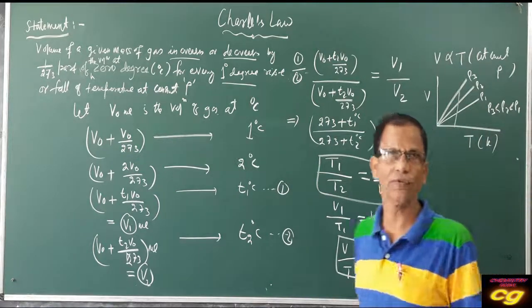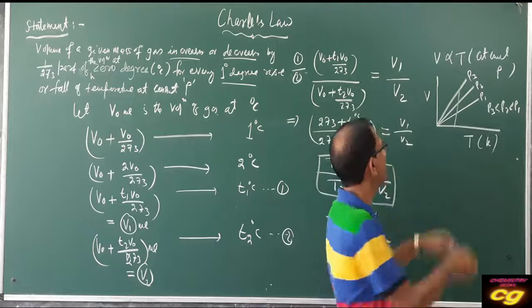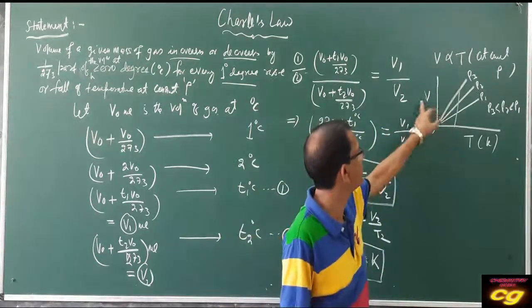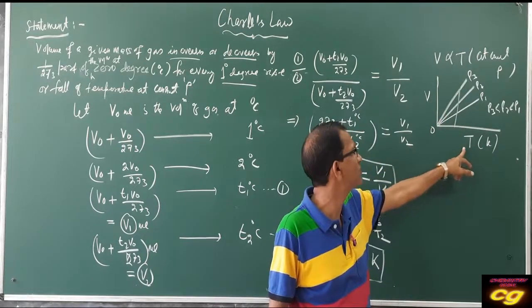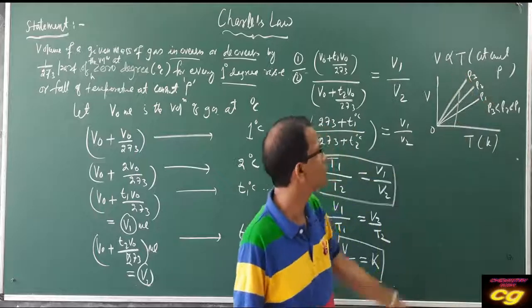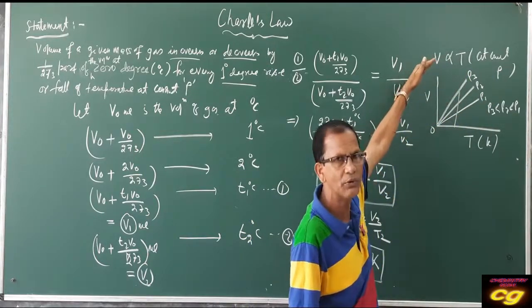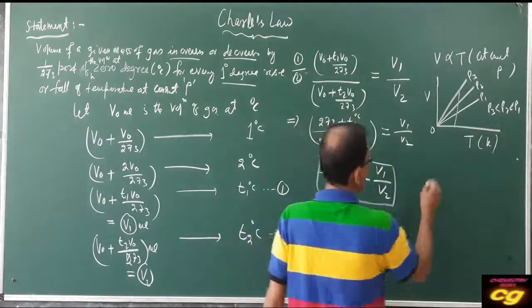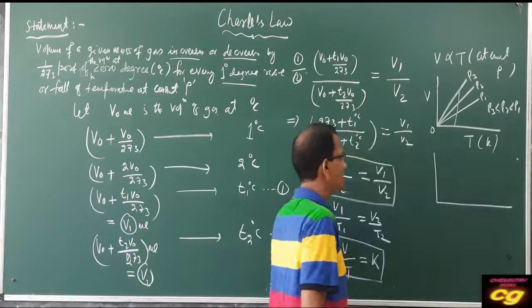This is the first representation: volume versus Kelvin scale for the gas, with the volume of the gas plotted at different pressures. So when the graph is increasing, the volume is increasing at a particular temperature, meaning pressure is decreasing. This is the first graph. Second graph, if you draw like this, the second graph will be like this.